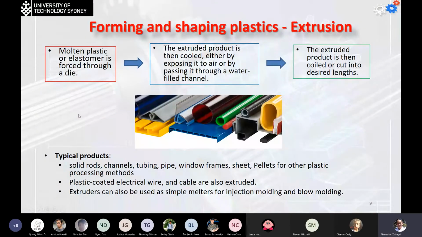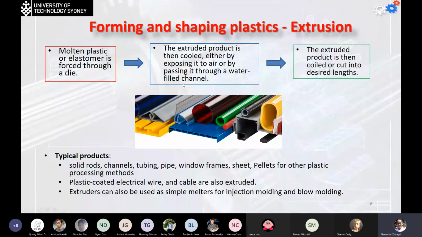So this will be the first process, which is the extrusion process. I think that you have dealt with these parts throughout your life. For example, we have pipes, we can have sections, and we use them for paper holders, like this one. The process is very simple. We need to heat up the plastic or the elastomers, and then we force it through the die. Usually, the cross section of the part is going to be similar to the die opening.